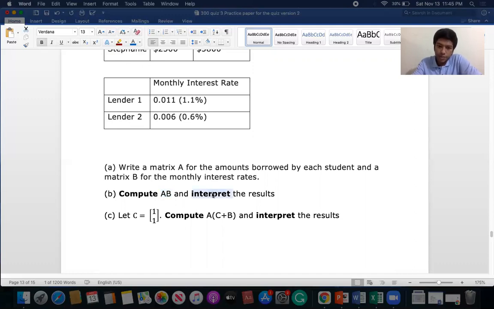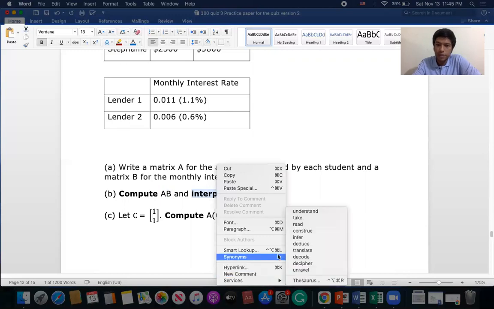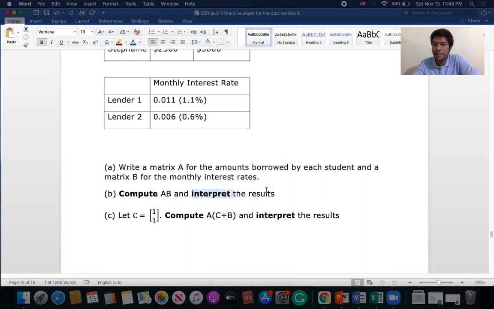What does interpret mean? What is the synonym of interpret? Interpret means understand, read, construe, infer, deduce, translate the results. That means you will get some mathematical result, and you translate it now into language. That is what is called interpret. We will do it here.